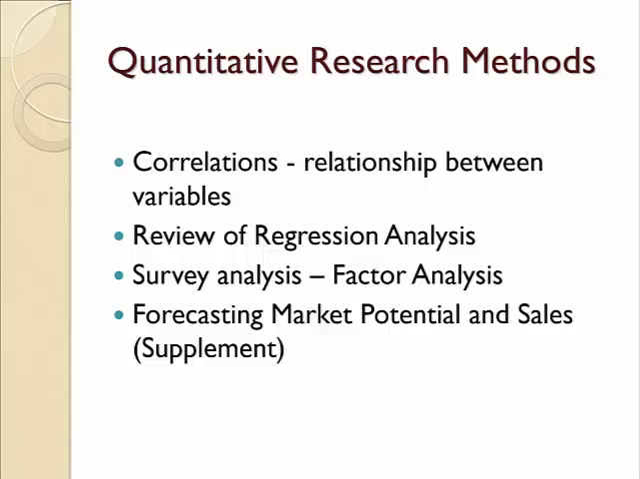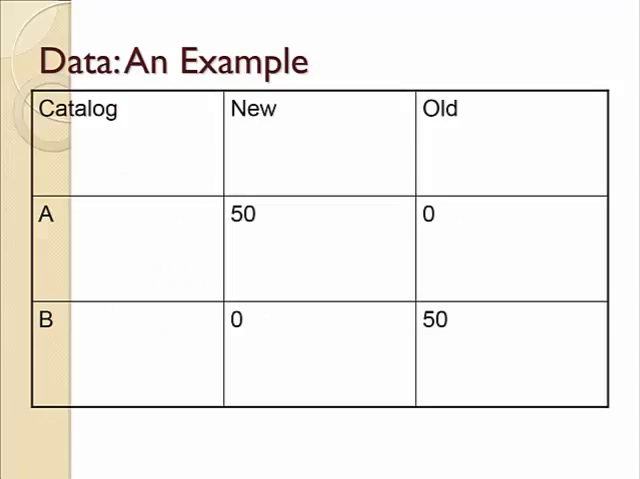So let's first start looking at some of the data. Now here is an example of a catalog company. The company has two different types of catalogs, catalog A and catalog B. And there are two types of customers, new and old. Customers that have been acquired by the company in the last 6 months are labeled new, and the remaining are labeled old. So the manager of this company is interested in whether there is any relationship between the type of the customer and the catalog that they purchase from.